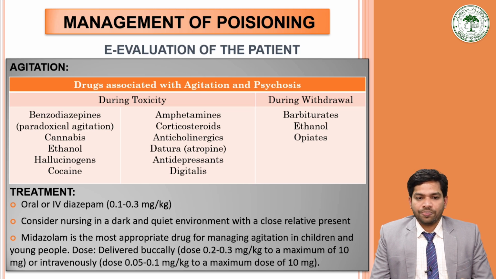For treatment purposes, adults can be sedated with an initial dose of a benzodiazepine, that is oral or IV diazepam at a dose of 0.1 to 0.3 mg per kg. Further IV boluses may be administered if the patient remains severely agitated 10 to 15 minutes after the initial bolus, provided there is no impairment of respiratory function.